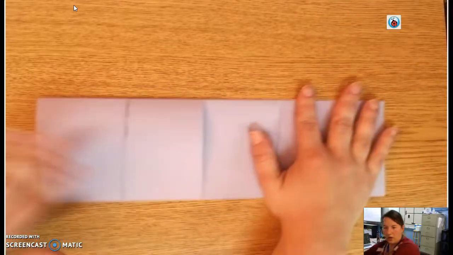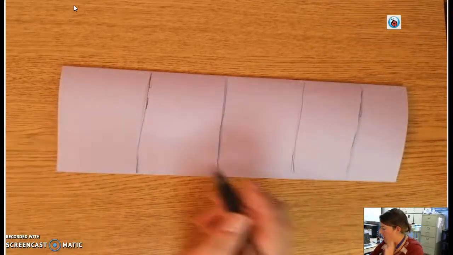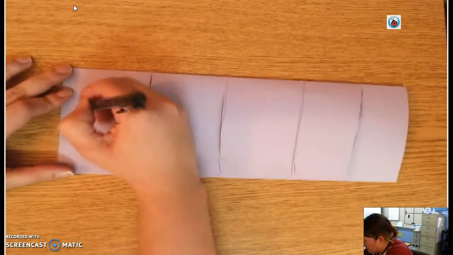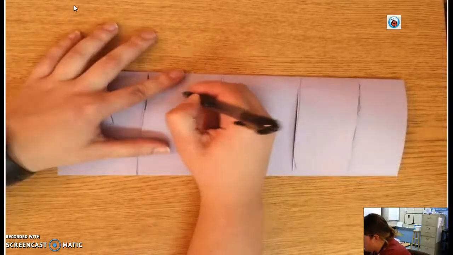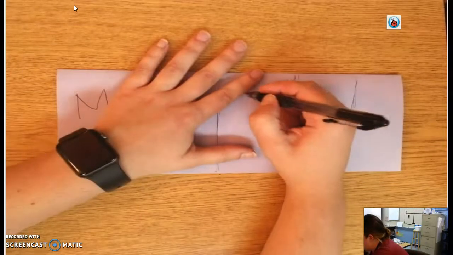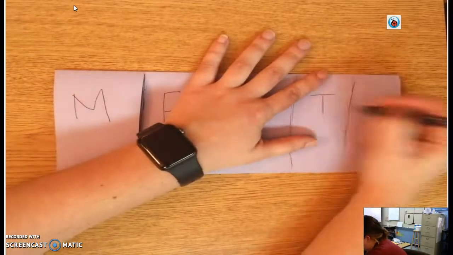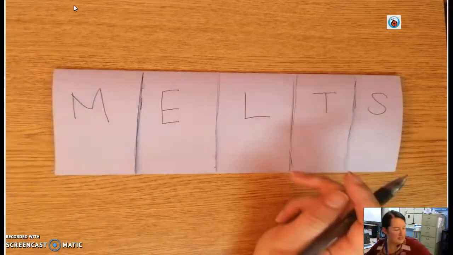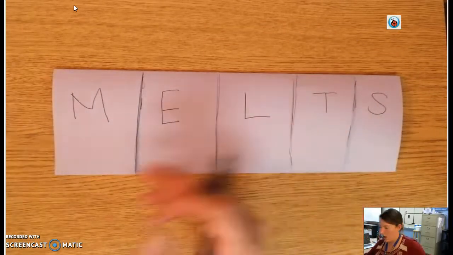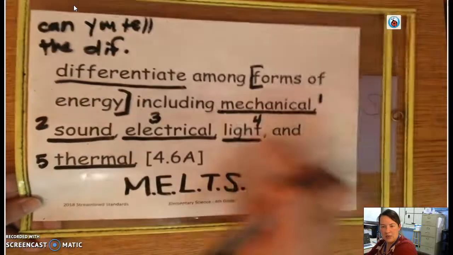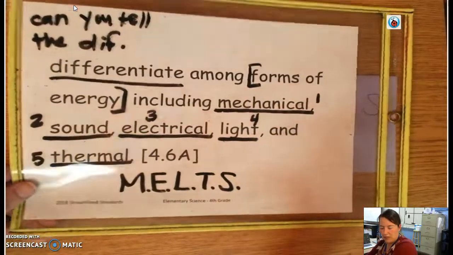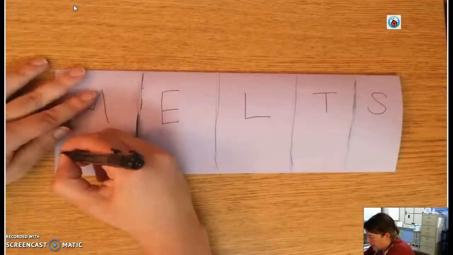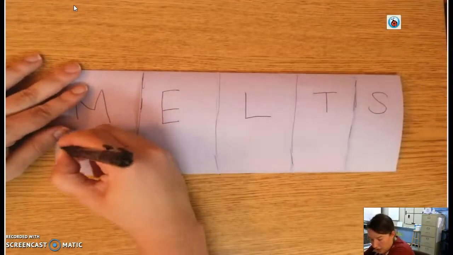All right, so here we go. We're going to write melts. I'm going to put a big M right here, a big E on this one, an L, T, and an S. And we're going to label what these different types of energy are. I'm going to use my T because that's what has the words on it, so I know how to spell it correctly. So M stood for mechanical energy. I'm going to write mechanical right here, and you write it as well.